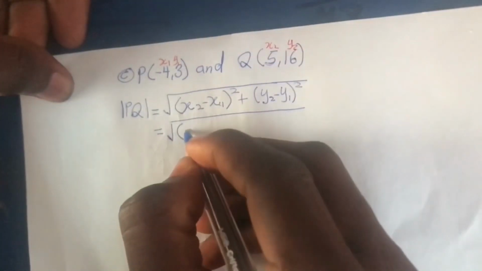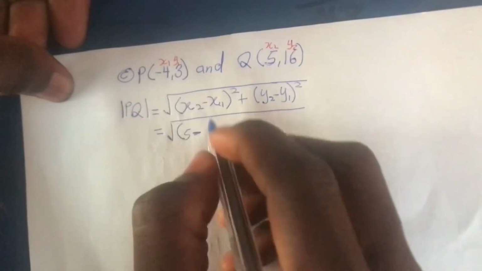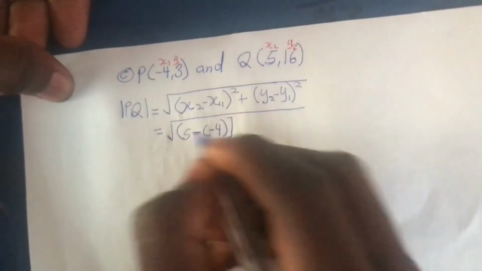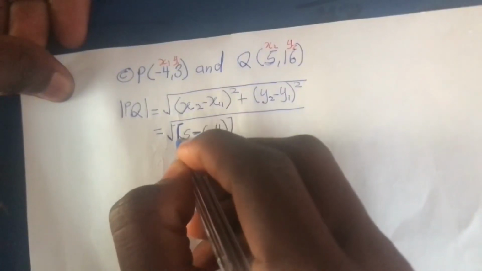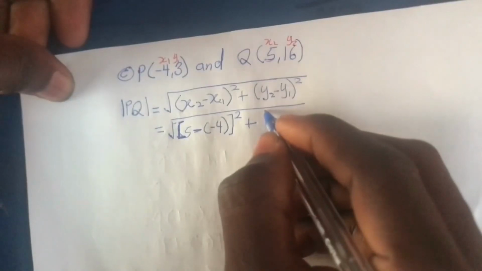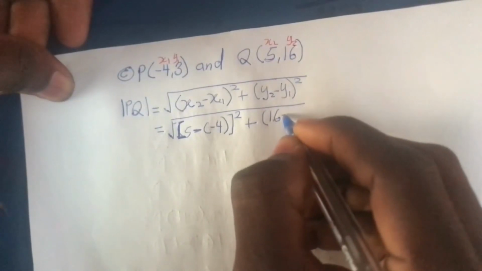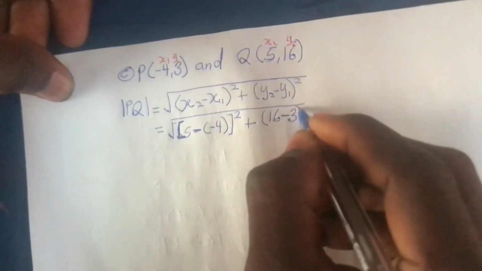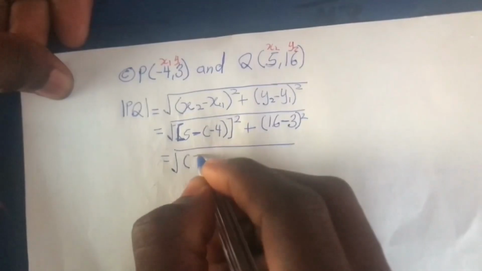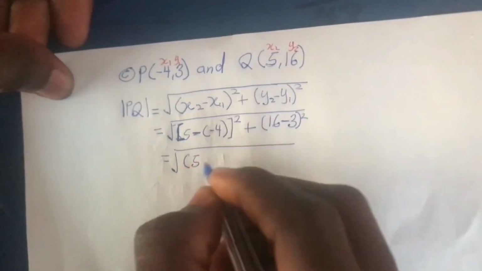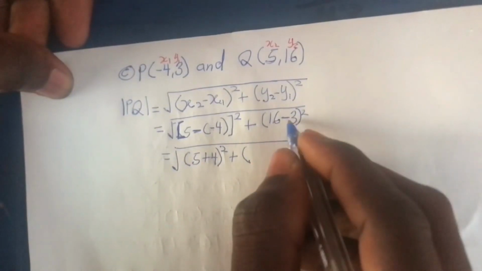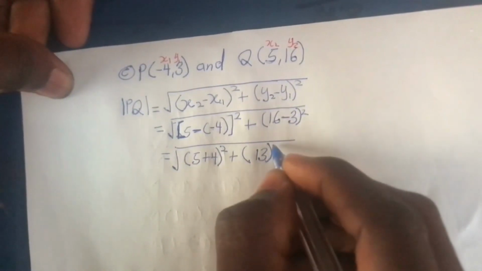X2 was 5. Then minus X1 was minus 4. I hope you are getting it. So I want to draw a big bracket. Let me change this into a big bracket. So all squared, then plus the Y2 in this case was 16, then minus the Y1 was 3, also squared. So continuing, I'll be having 5 minus minus 4 becomes plus 4, all squared, plus 16 minus 3 is 13. I hope we are getting it.